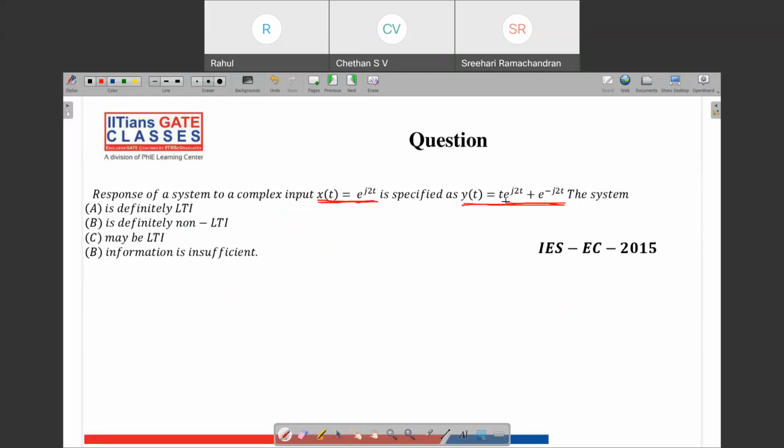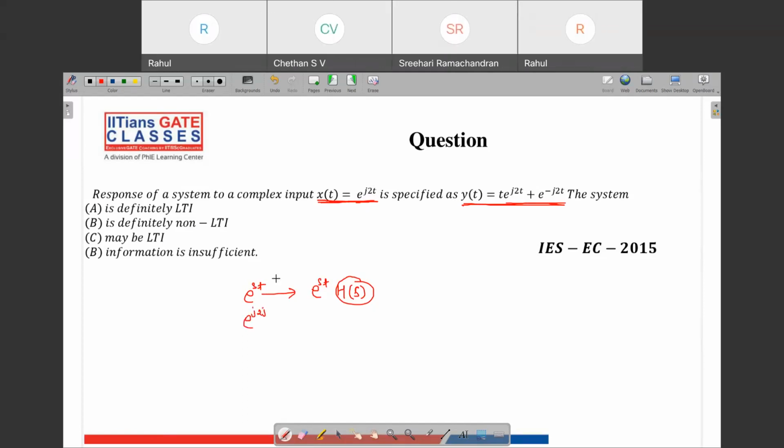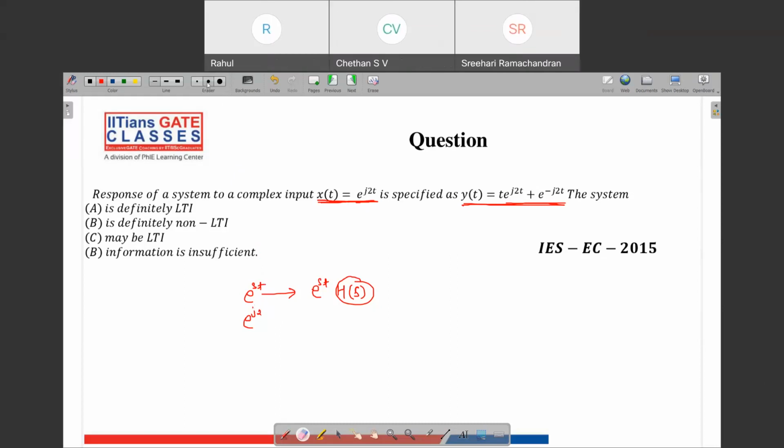Just now we saw one example that whenever your input is e to the power st, your output will be something like e to the power st multiplied by some H of s, which is independent of time t. Now if you see this e to the power st and this e to the power j2t, both of them are kind of similar. You can just replace this s with 2j. So when you are applying e to the power j2t as an input, what will be the output? The output will be the same as the input multiplied by some constant. This is the case when you have an LTI system.